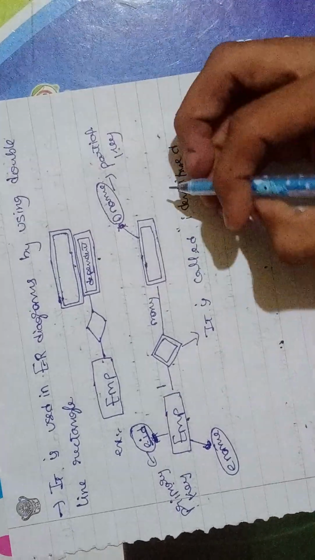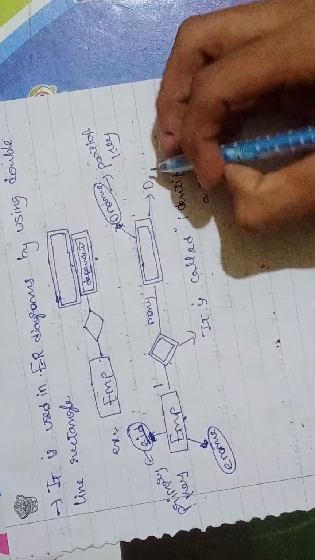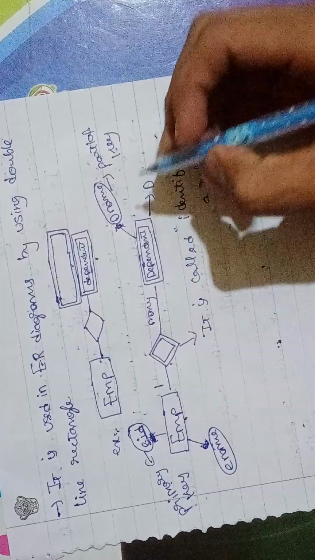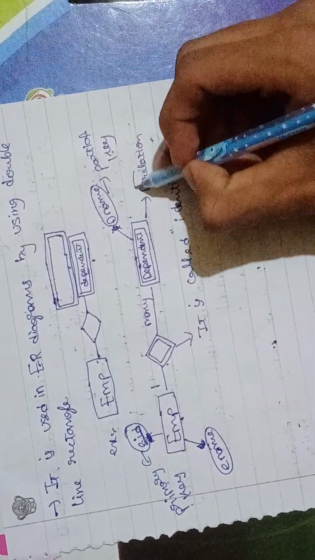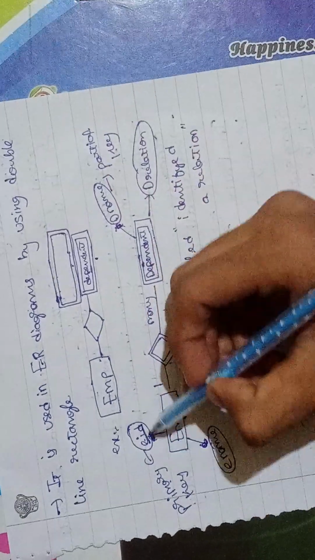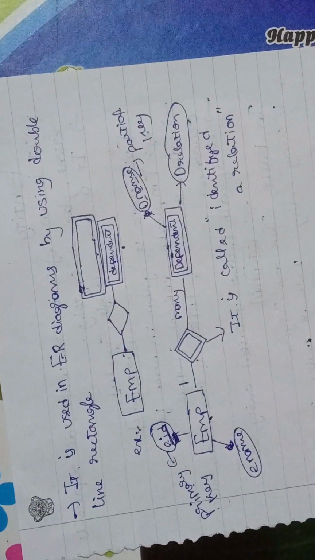The next attribute is the name and relation of the dependent. Here this is the primary key, and here the line is a partial key, which means dotted.